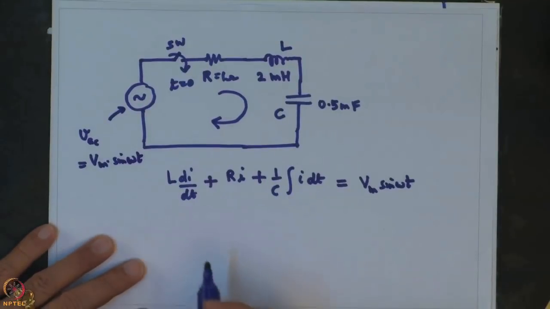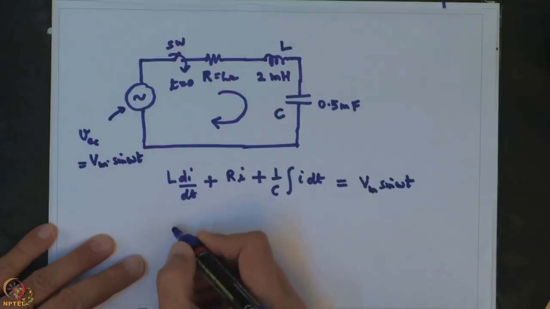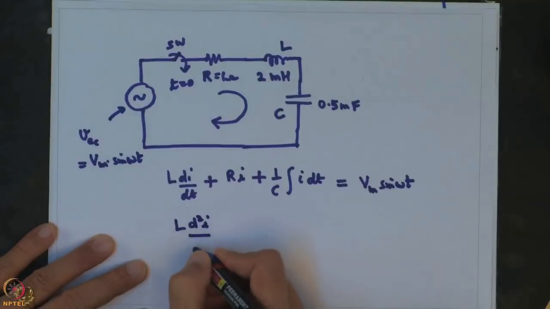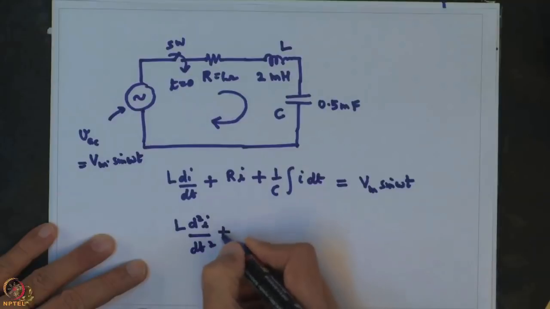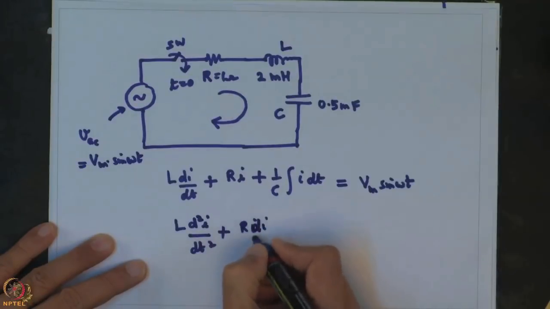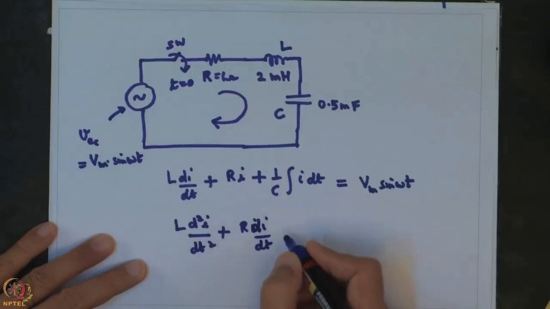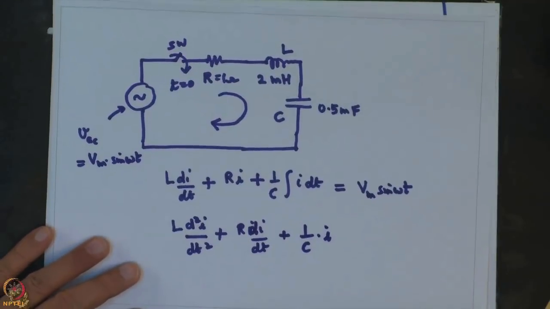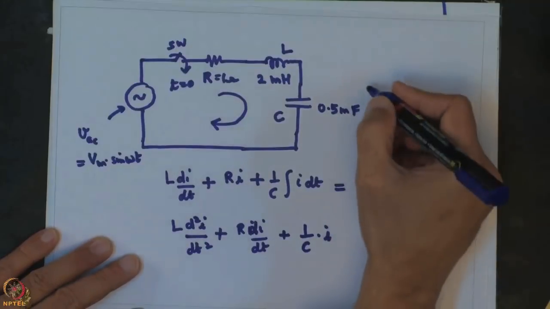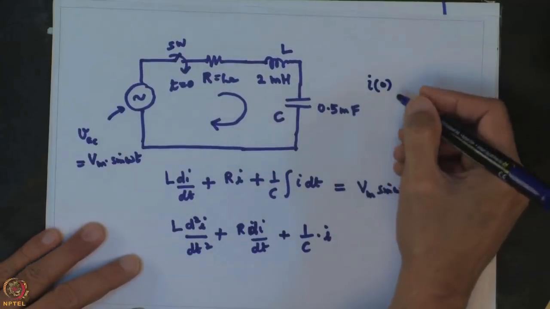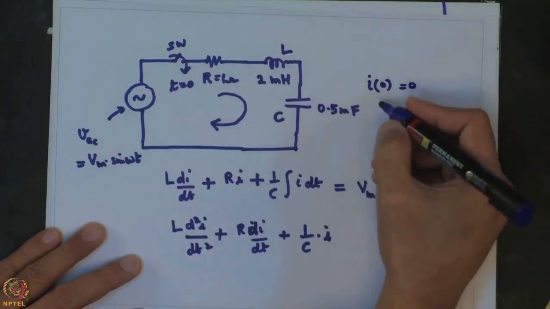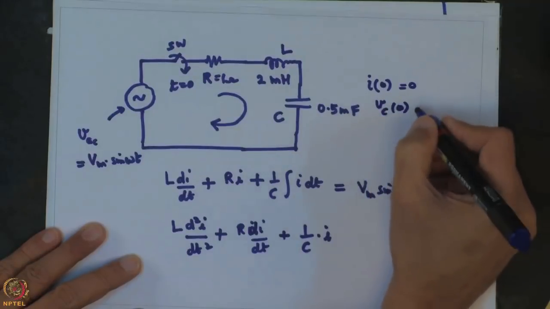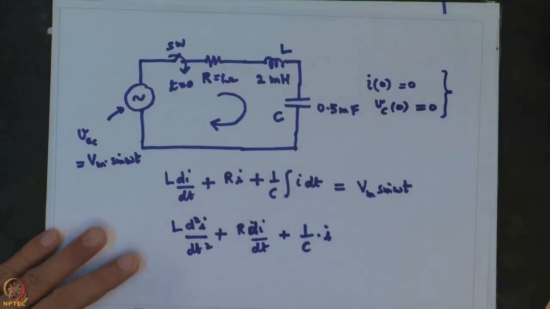Now if we differentiate this equation on both sides, we can see that it turns out to be L into d squared i by dt squared plus R into di by dt plus 1 over C into i. We are assuming for this circuit that the current at time t equal to 0 is 0, and the voltage across the capacitor at time t equal to 0 is also 0. So these are our initial conditions.